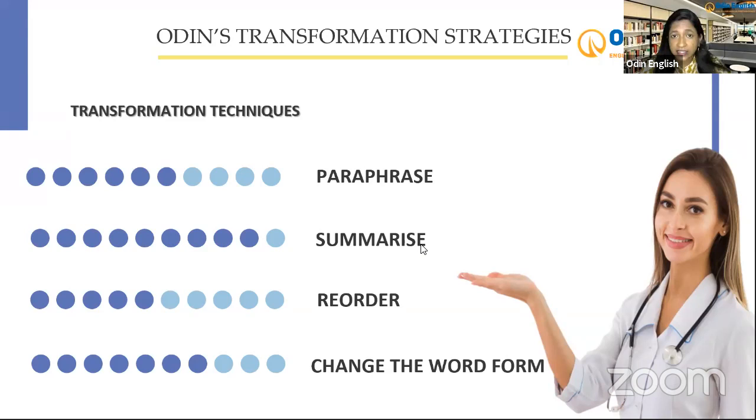And the last way is to change the word form. Changing the word form means if you have one word in the case note, you can either change its form or use its synonyms. For example, if the case note says reduce, you can change it into reduction. Or for certain things, you can use synonyms, not for all, because it may not be very accurate or appropriate for that particular situation. These are the different transformation techniques.